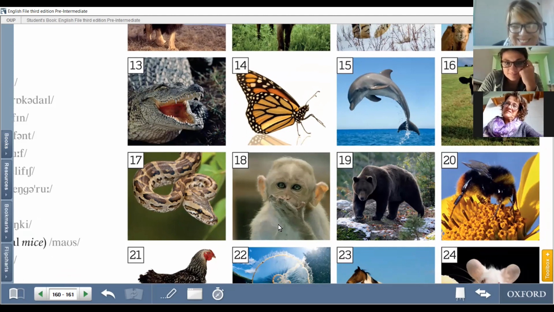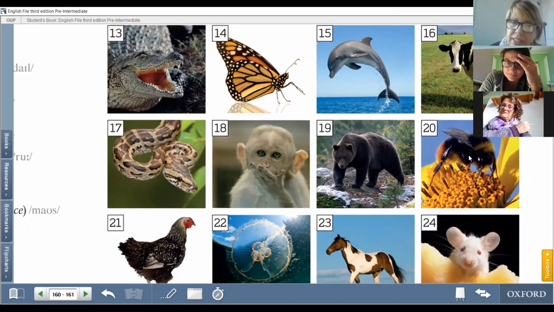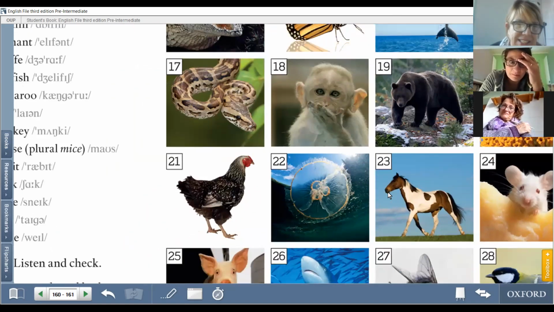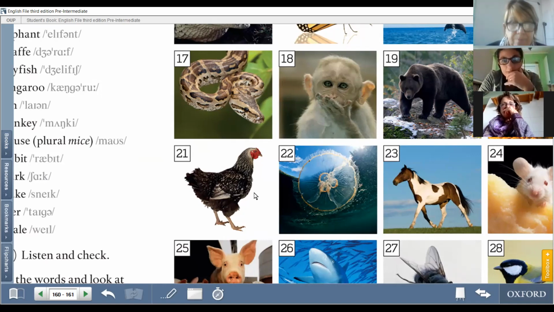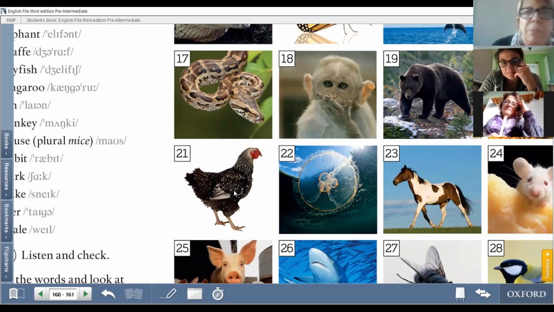Monkey. 19. Bear. Bee. Yes. So we can use two words because in general we can say chicken. And if it's the one that is laying eggs, we call it a hen. A chicken is generic, you know, not male or female. It's just generic.